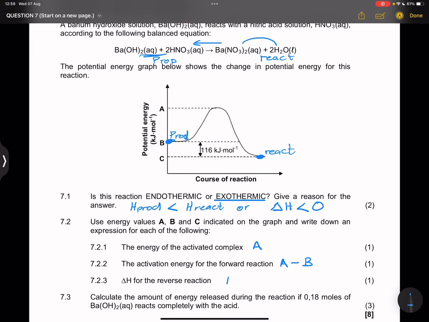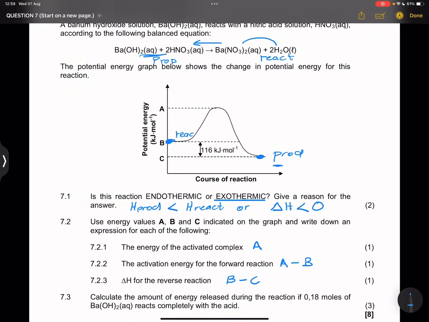Remember, for the forward reaction, these are our products and those are our reactants, right? So in that case, what would have been our delta H value? That would have been products, so that's C minus the value at B. I hope this makes sense, ladies and gents.